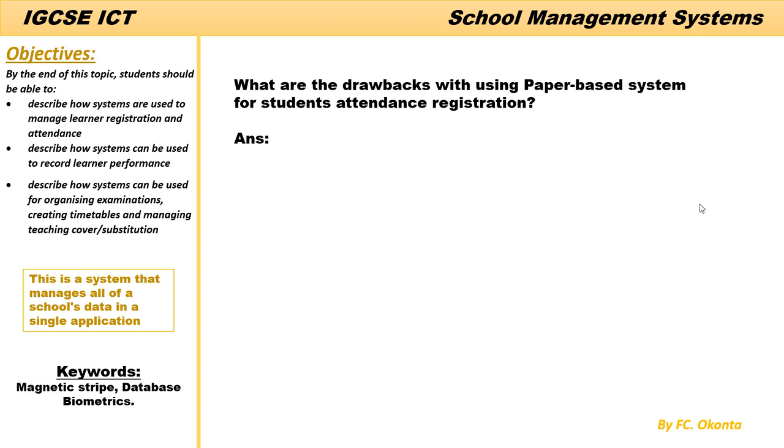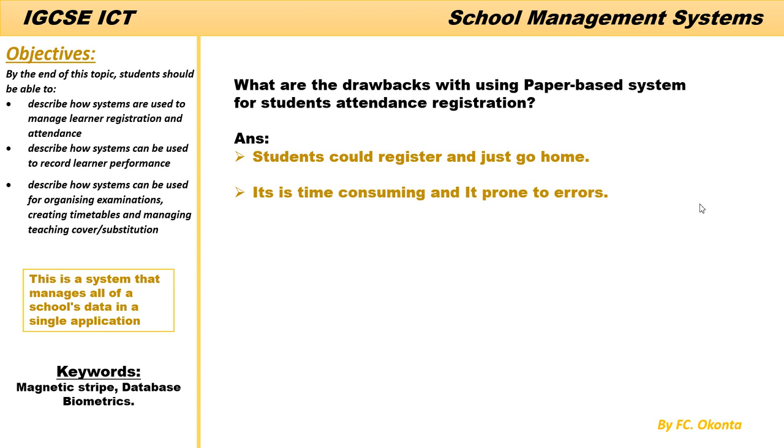So what are the drawbacks with using a paper-based system for student registration and attendance? The answer is that students could register and just go home. That's a problem, because when a student just registers, marks attendance, and goes back home, this is a drawback. If anything happens, they will say the child is in school, the child came to school because the child was marked. It is also time consuming and prone to errors. We've said that before. The paper-based system has to do with the traditional method and the OMR. OMR is also a paper-based system.